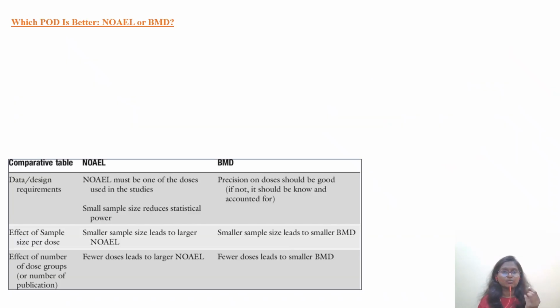So the concept that we have to learn from this question is which is the better POD. POD is nothing but point of departure, the starting dose which you will be using to calculate either HBEL or HED. We have two types of points of departure. One is NOAEL, another is BMD, benchmark dose. So which is better? Whether we have to go for the traditional NOAEL method or the more advanced BMD approach, that we are going to see.